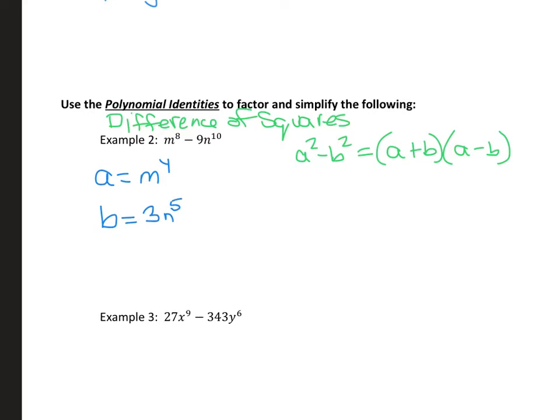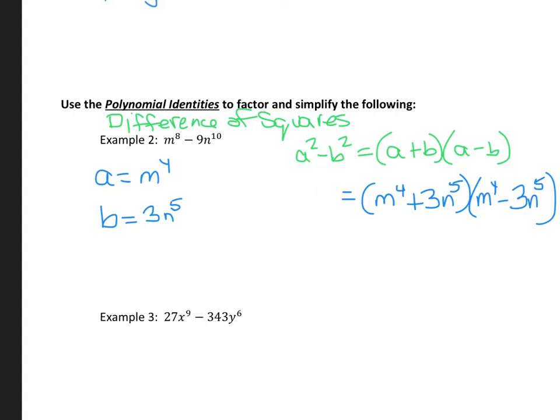So now we're going to substitute in. We have m to the 4th plus 3n to the 5th times m to the 4th minus 3n to the 5th. So we can factor this polynomial here into these 2 factors.